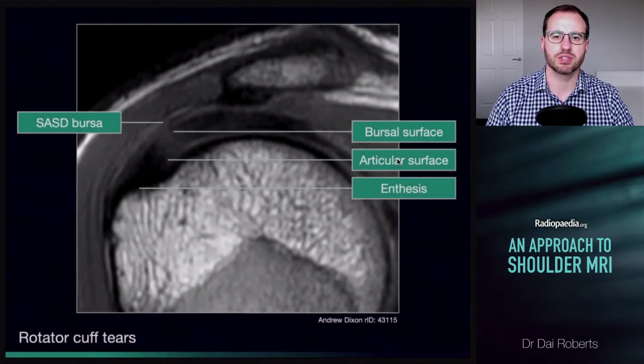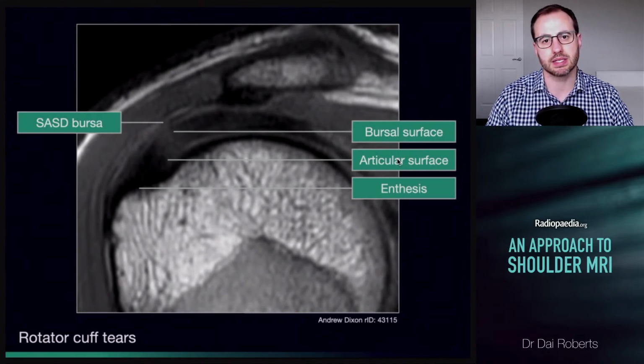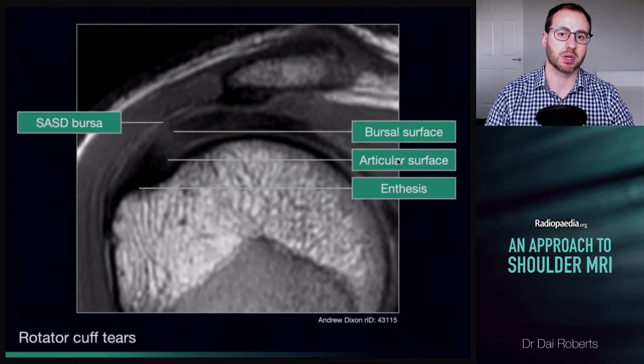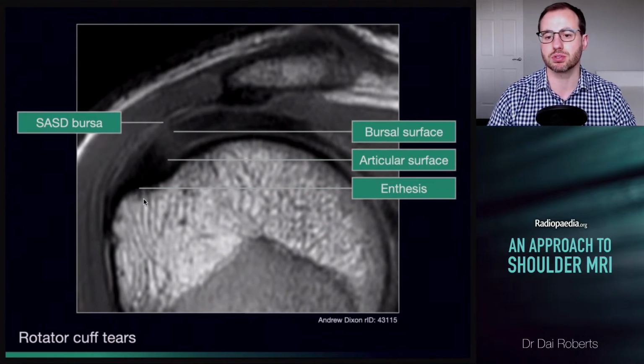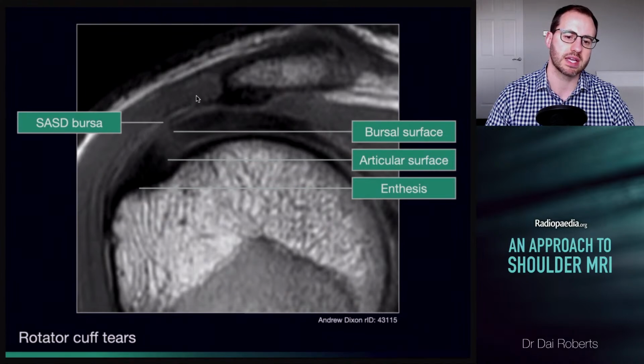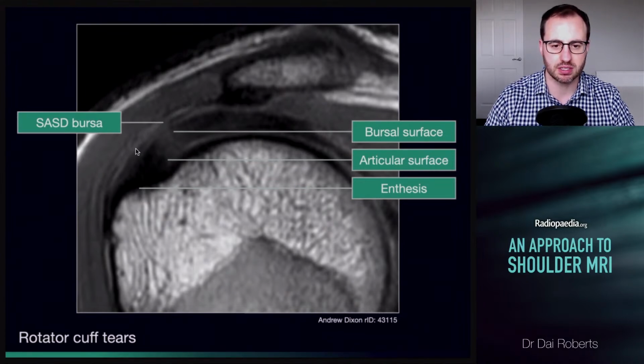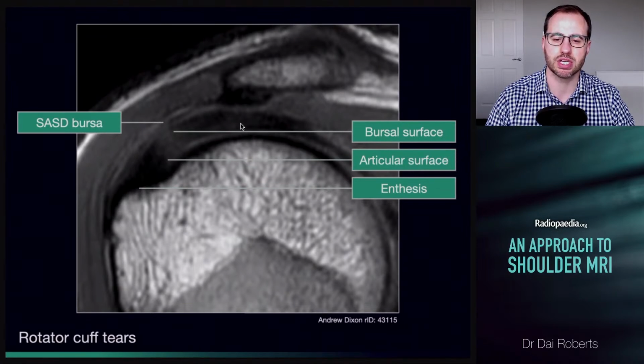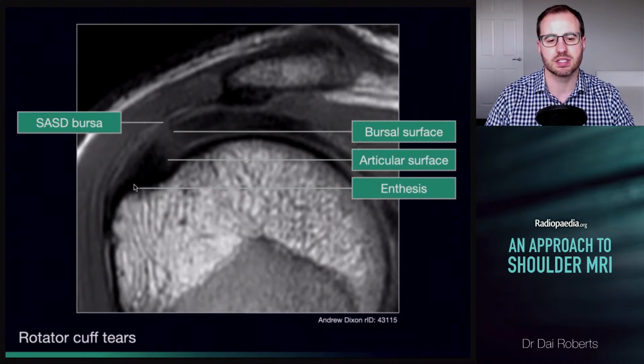When we're assessing the rotator cuff and tendon tears, we need to be talking about whether or not it's complete or partial thickness, and if it is partial thickness, whether or not it occurs on the bursal surface or articular surface. So we have the subacromial subdeltoid bursa, which runs over the top of the rotator cuff tendons, and it's probably best appreciated on the coronal oblique sequence here. Therefore, this is the bursal surface. We have the articular surface here, which is adjacent to the humeral head articular surface, hence the articular surface. And the enthesis is that insertion of that tendon.